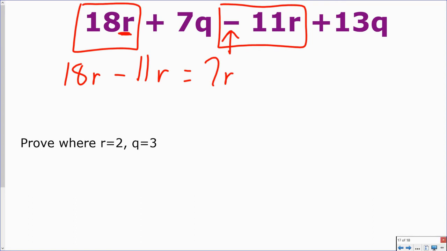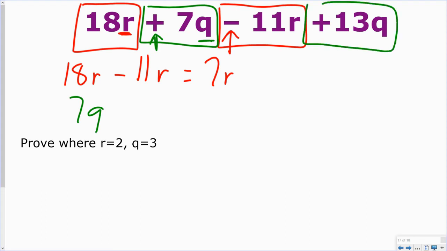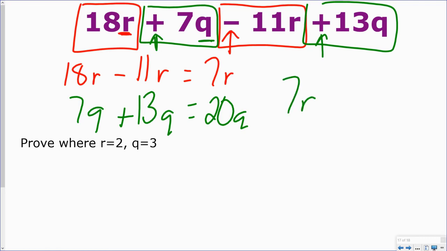And then we'll look for our next group, and that has q's with it. So again, I have plus 7q because the addition sign goes along with it. And then again, plus 13q because the addition sign goes along with it. And 7 plus 13 gives me a total of 20q. So my simplified expression would be 7r plus 20q.